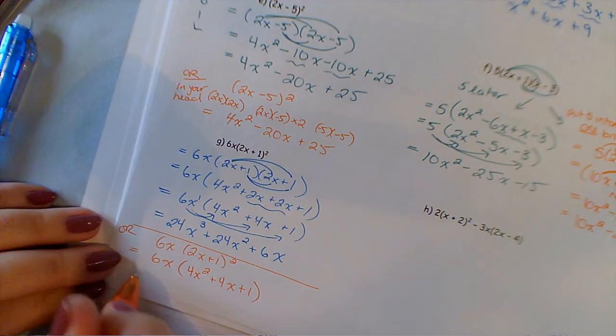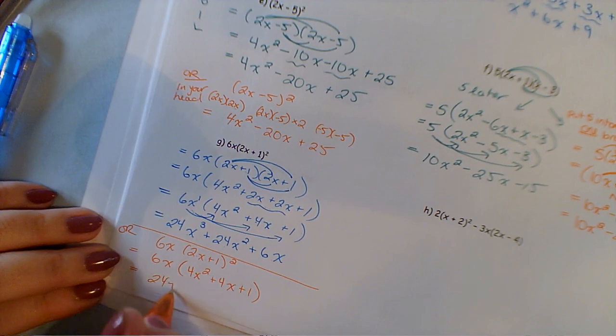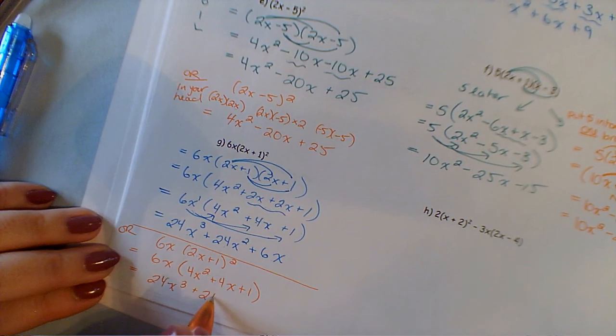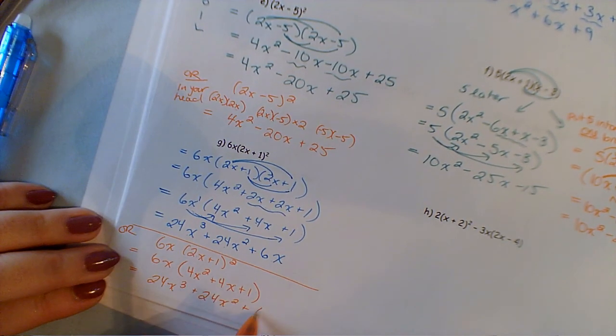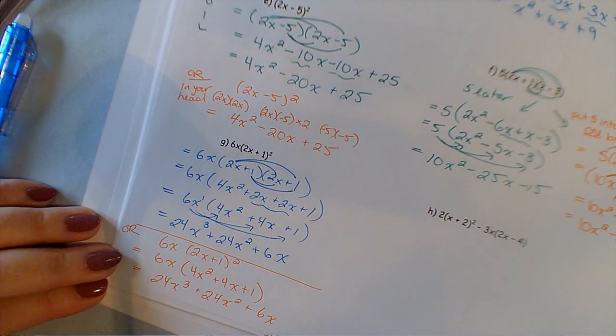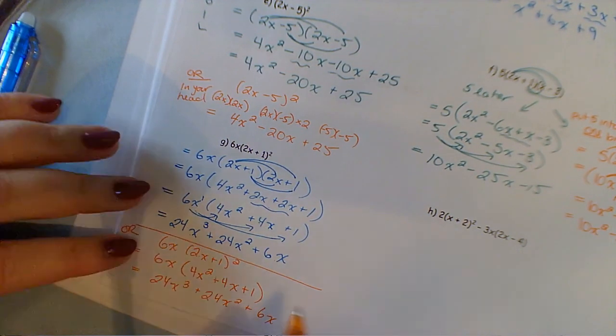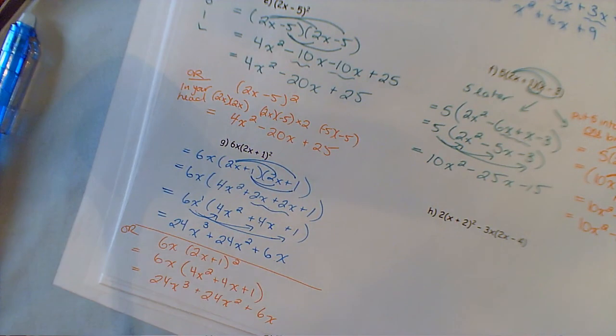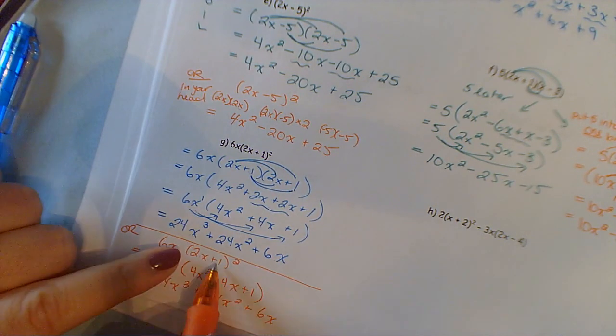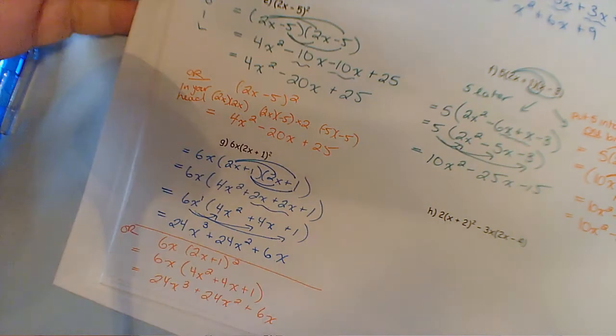And then I distribute, and I get my 24x to the power 3 plus 24x squared plus 6x's at the back. Same final answer. Worth the same amount, right? So again, if you can do the quick way to expand a bracket times itself, go ahead and do it.